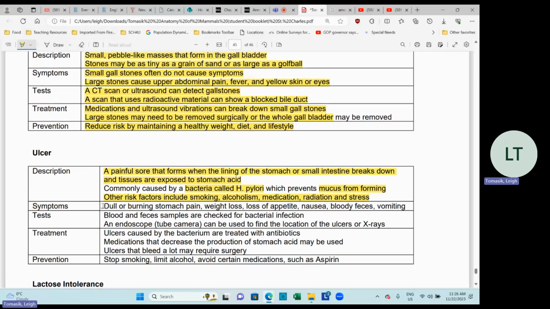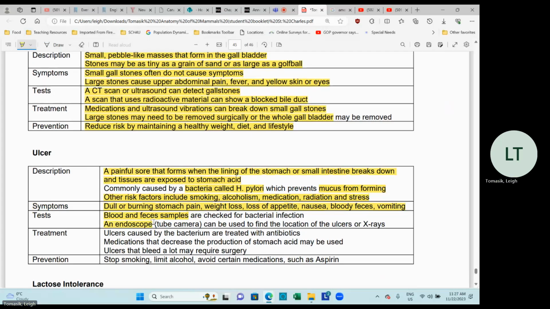Symptoms of an ulcer include a dull or burning stomach pain, weight loss, loss of appetite, nausea, and blood when you poop, bloody feces, and sometimes bloody vomit. If you suspect you have an ulcer and you go to the doctor, they will check for blood in your feces samples. So they might ask you to give a sample of your poop and check for infection of H. pylori and also blood. And they might do an endoscope.